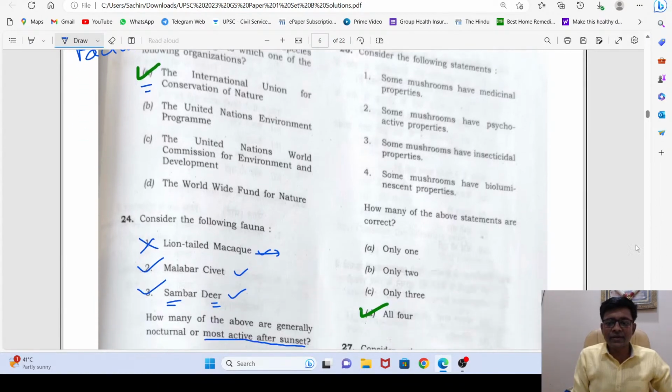Okay, then question number 26. Some mushrooms have medicinal properties, yes. Some mushrooms have psychoactive properties, yes. Some mushrooms have insecticidal properties, yes. And some mushrooms have bioluminescent properties, yes. That's why all the 4. Remember, mushroom belongs to the category of fungi, and fungi is one of the most diverse kingdoms in the living organisms, and these fungi can do anything.